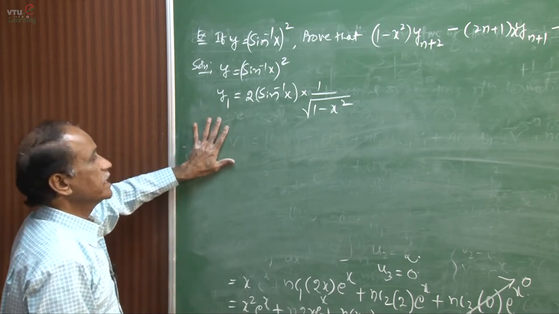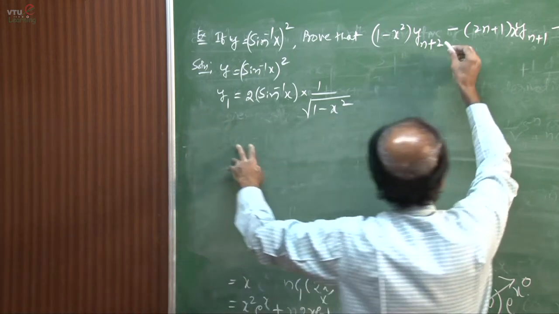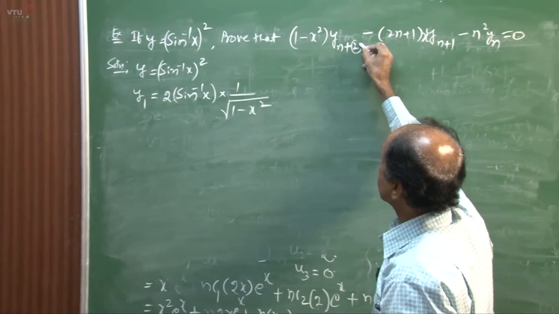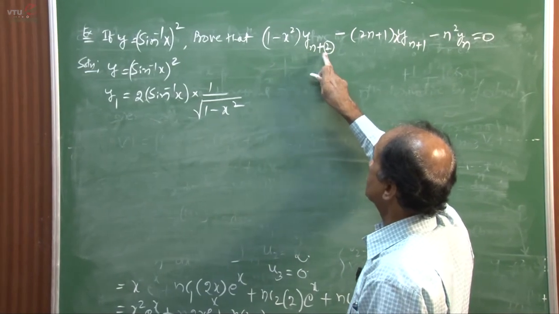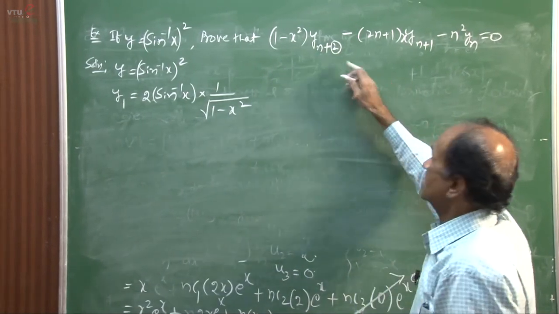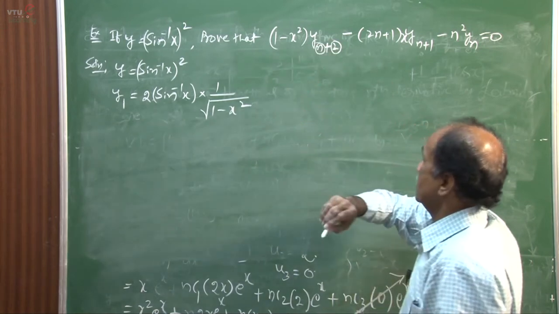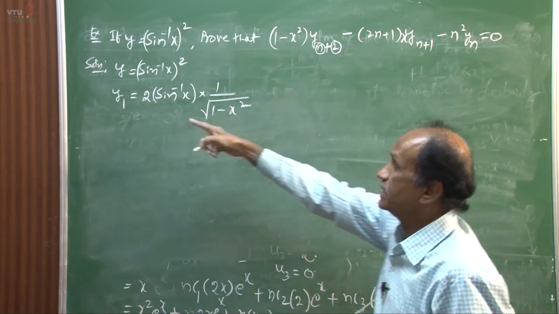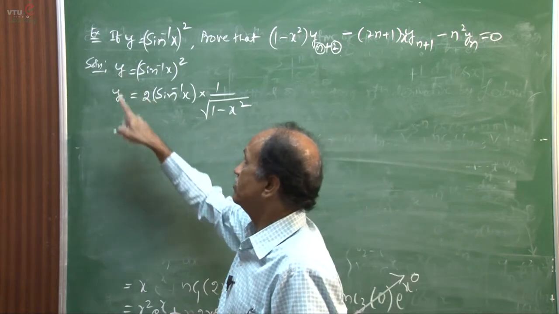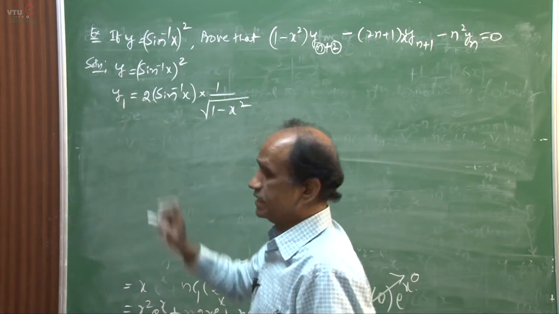Now, before going to take up the second order derivative, because here the highest order derivative is n plus 2. So, n plus 2 means this n is due to the Leibniz theorem and 2 is due to direct differentiation of the given function, one time and second time.